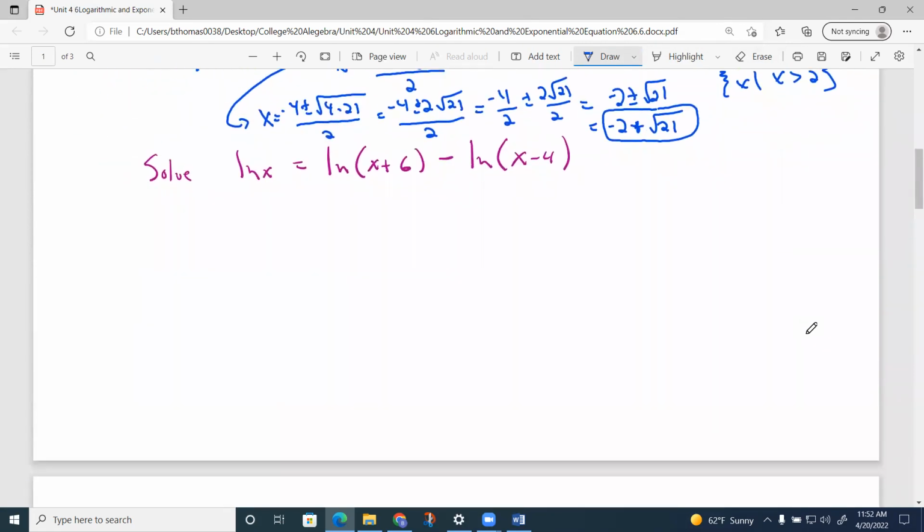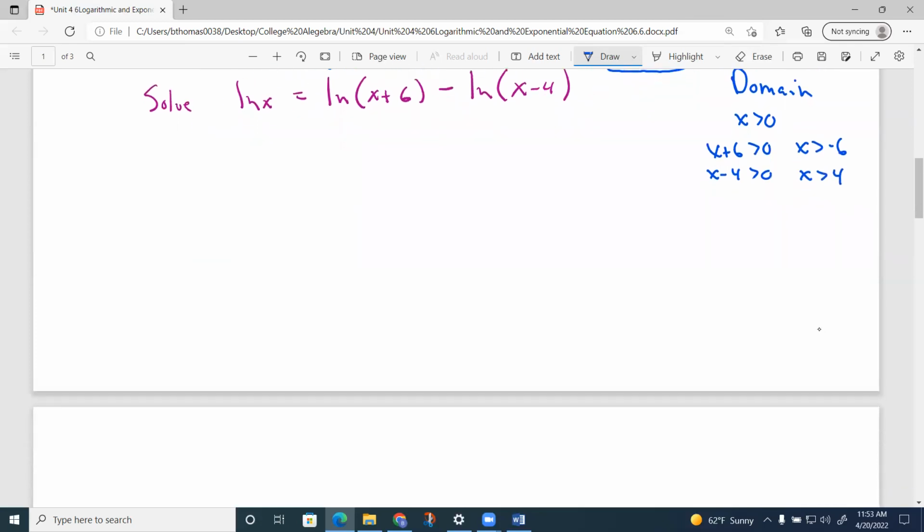So if I want to solve ln of x is equal to the ln of x plus 6 minus the ln of x minus 4, again, the first thing we got to do is note the domain restriction. What we got to do is just set what we're taking the log of to greater than 0. So x is greater than 0. x plus 6 has to be greater than 0, which means x has got to be greater than -6. And x minus 4 has got to be greater than 0, so that means x has got to be greater than 4.